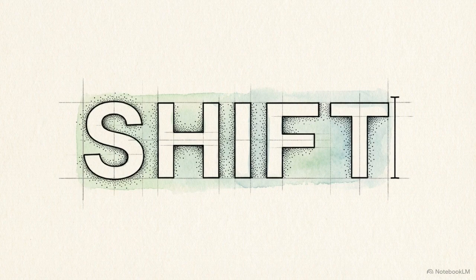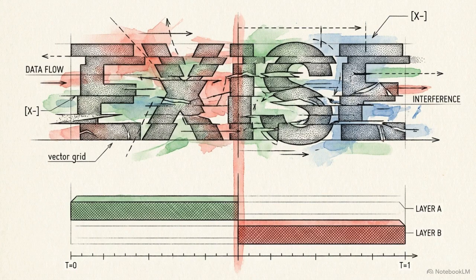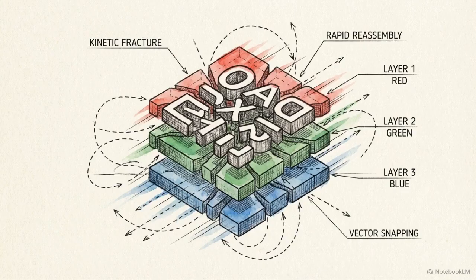Select the newly severed second layer and change the text to your next title. Because the text changes at the exact millisecond of maximum visual destruction, the audience never registers the cut. The anomaly successfully masks the edit. Play it back in real time. The typography violently fractures into its raw red, green, and blue components before instantly snapping into the new word.